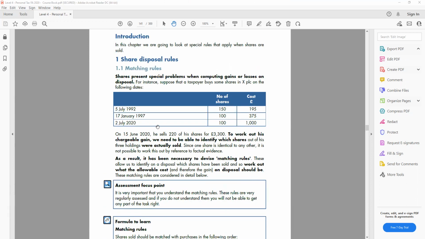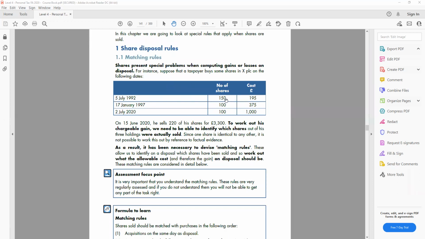Let's have a look at this one, share disposal rules. The first one is the matching rules. Shares present a special problem when computing gain or loss on disposal. For instance, suppose that a taxpayer buys some shares in XPLC on the following date. Number of shares, cost: 5th July 1992, number of shares 150, cost 195.